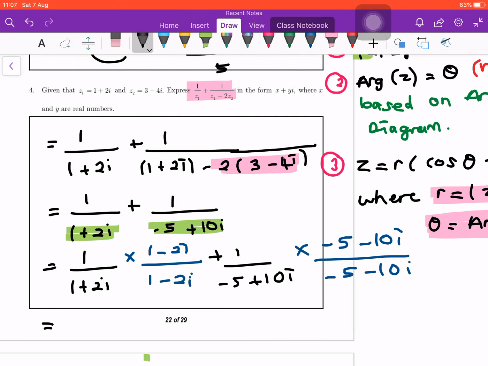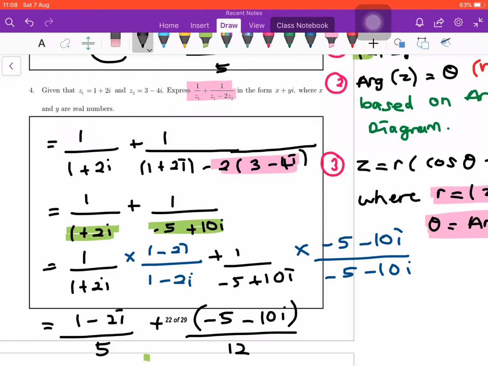Okay, so you multiply with the conjugate, you should get, after multiplying both with the conjugate, 1 minus 2i over 5 plus negative 5. Okay, I put it in the bracket. Negative 5 minus 10i over 125. Okay. What do we do if fractions have different denominators? This is very basic knowledge, we already learned it in primary school. Every time we want to solve fractions, what we need to do is equalize the denominator. So you need to equalize the denominator.